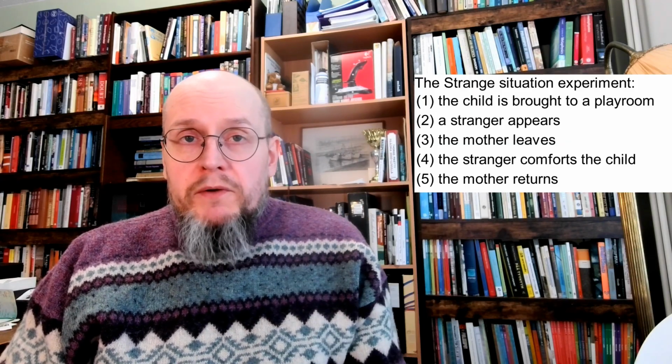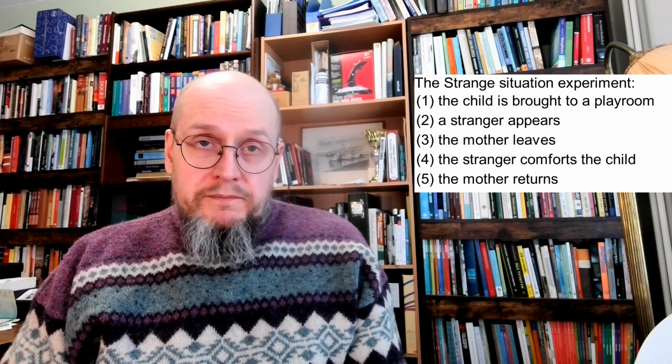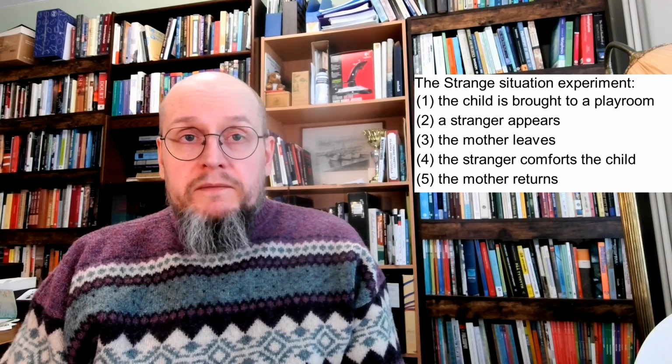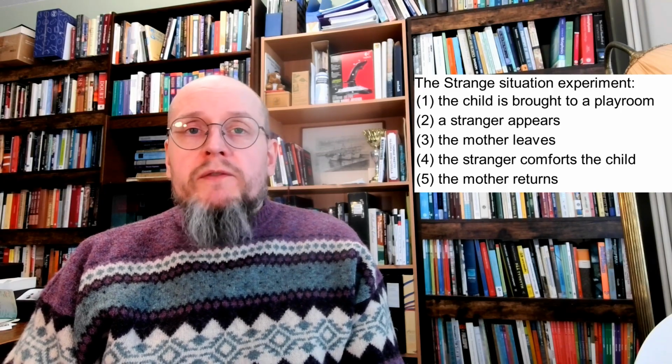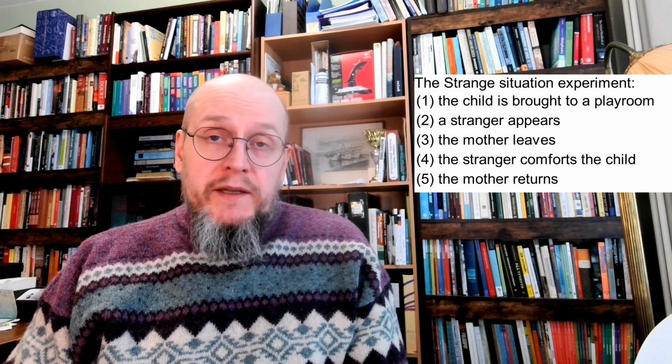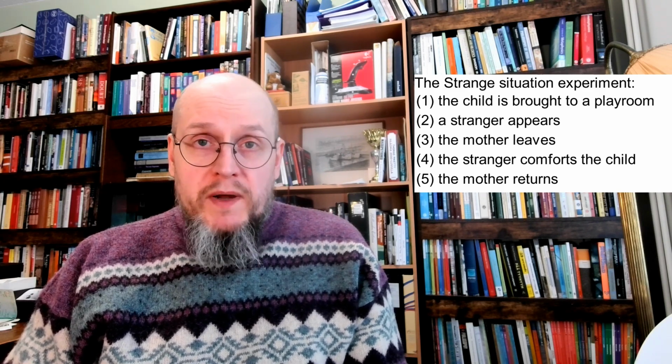Finally, the mother returns and picks up her child. The stranger leaves, making sure the child sees them leave. The idea is to observe the behavior of the child at each step and that way assess the attachment of the child to its mother. The different behaviors of the children during the experiment led the researchers to define 4 types of attachment, and a 5th was added later.